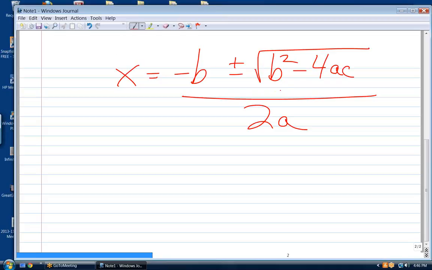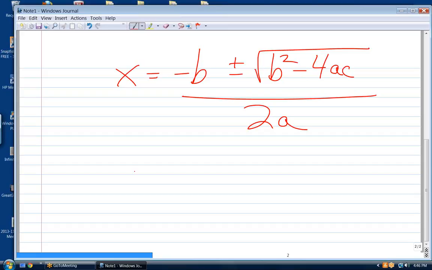And this part inside the radical is called the discriminant. It has its own name because sometimes it's very useful to analyze the discriminant as your first step, because if that's positive, we're going to have real solutions. If it's negative, we're going to have imaginary solutions. And if it's 0, we're going to have exactly one real solution.